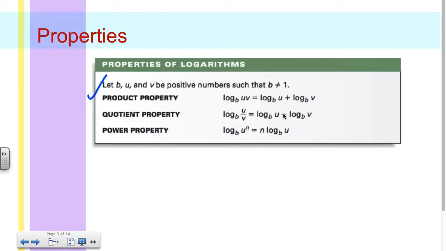These are the properties that you're going to see throughout this video. We're going to talk about all three of them, starting with the one that's checkmarked, the product property. If you look there, the factors U and V can be broken down into addition. We're going to talk about how that product property can be broken down and also expanded.